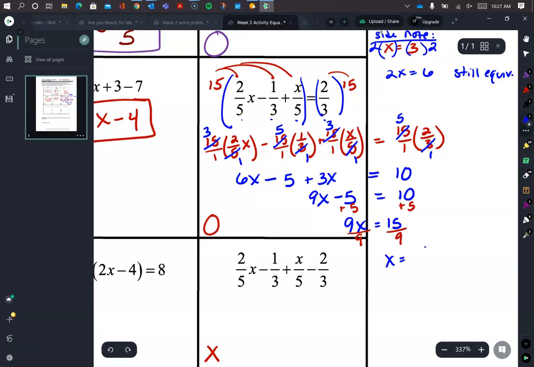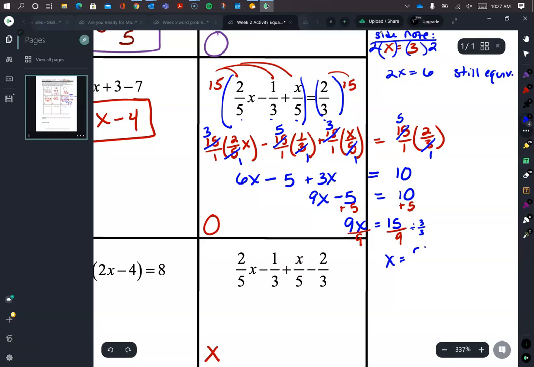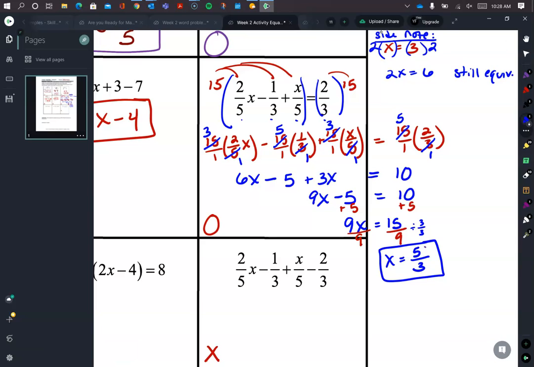x equals, and I have to reduce, right? So I'm going to divide by 3 over 3 because that's my greatest common factor there. So I would have x equals 5/3 for that one. So that's kind of a long one. So hopefully those steps are helping you learn how to do that process of clearing the denominator.